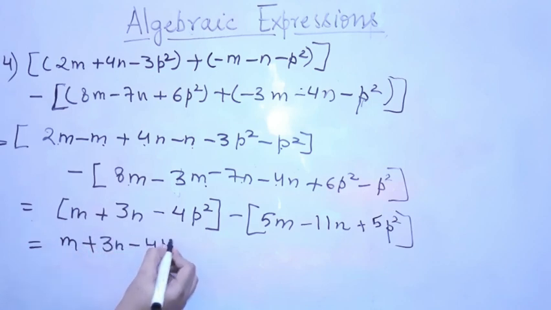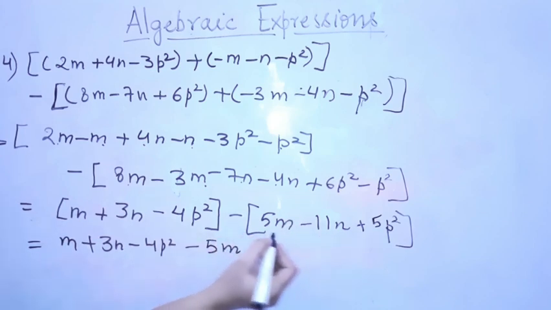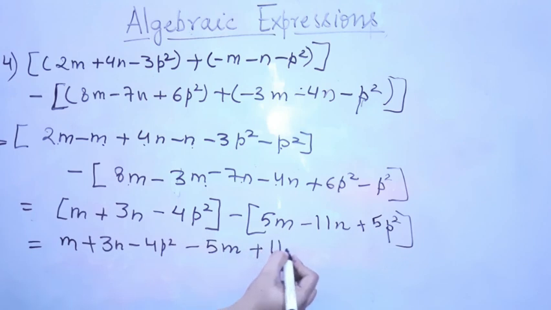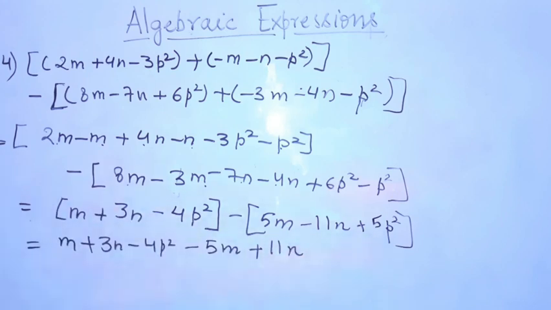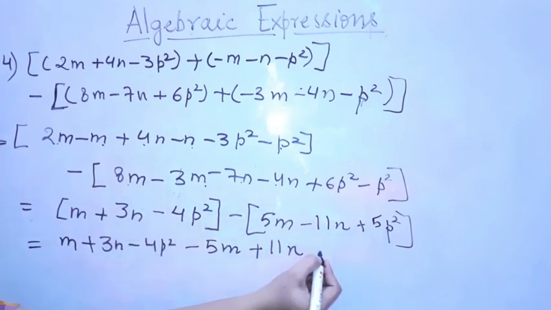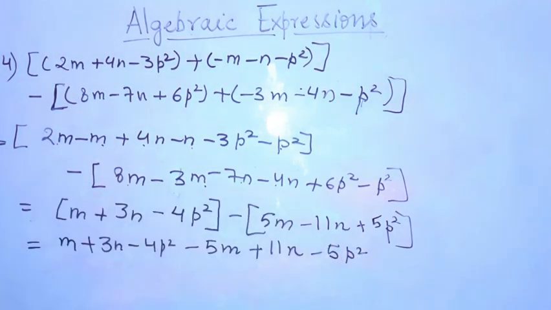Now my question for all of you: what will be the sign of 11n? Please reply to me in the comment section. Kindly pause the video and reply to me in the comment section. Now what will be the sign of 5p square after opening the bracket? After opening the bracket, you can reply in the comment section. The sign will be minus.